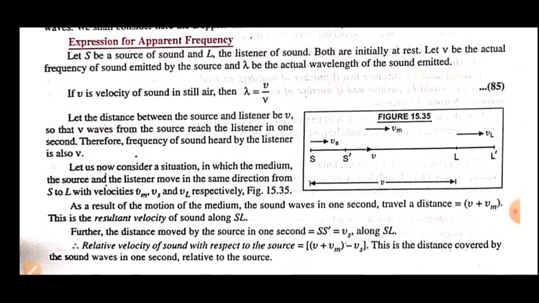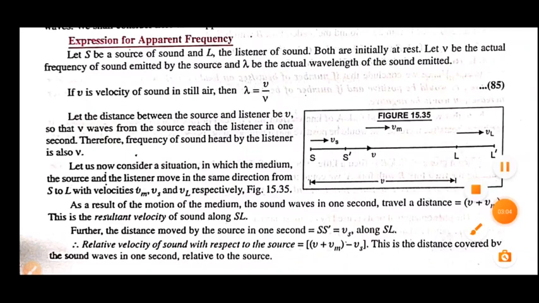Now let's see the expression for the apparent frequency. Today I will just give you a glimpse of this, and later in the next class we will discuss it briefly. To find the expression for the apparent frequency, here you can see a figure. S is the position of the source, L is the position of the listener, Vm is the velocity of the medium, Vs is the velocity of the source, V is the velocity of the wave, and Vl is the velocity of the listener.